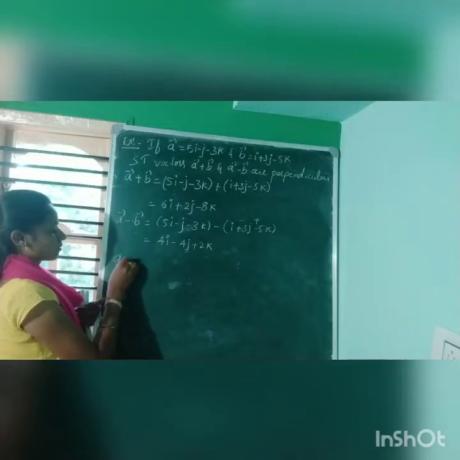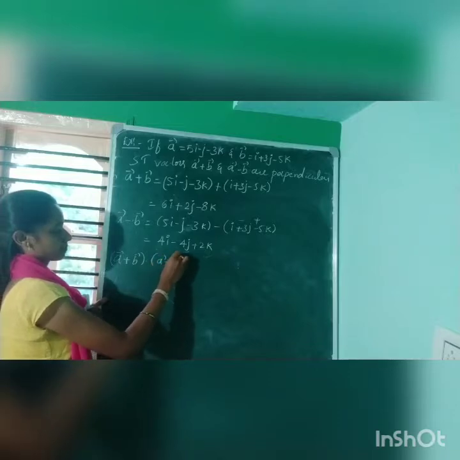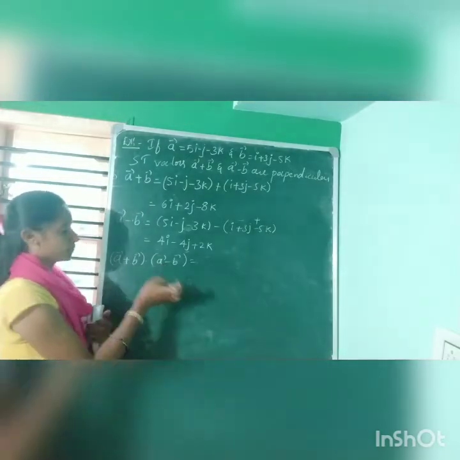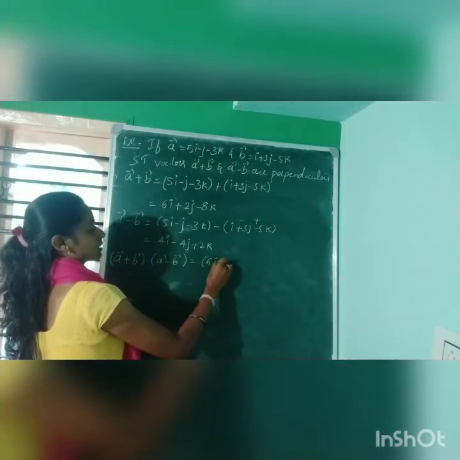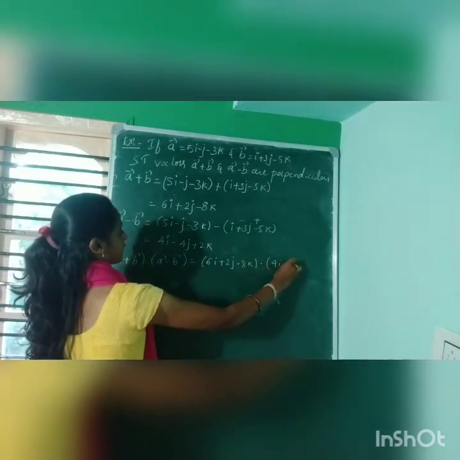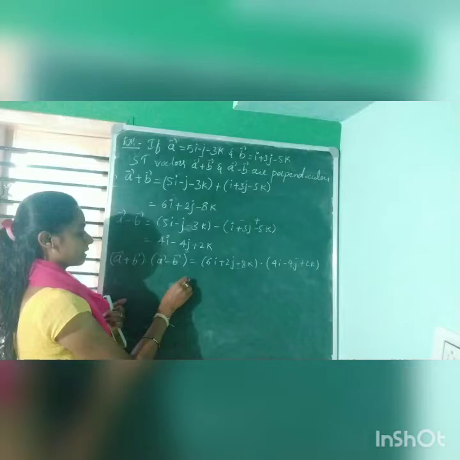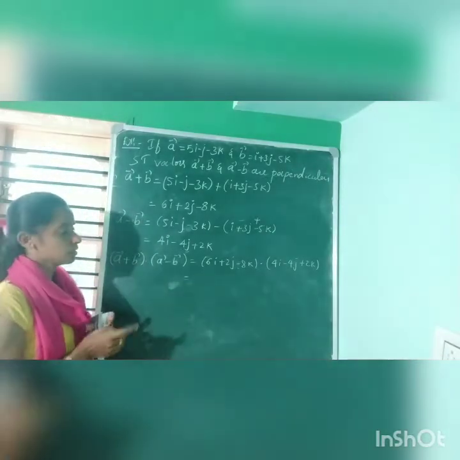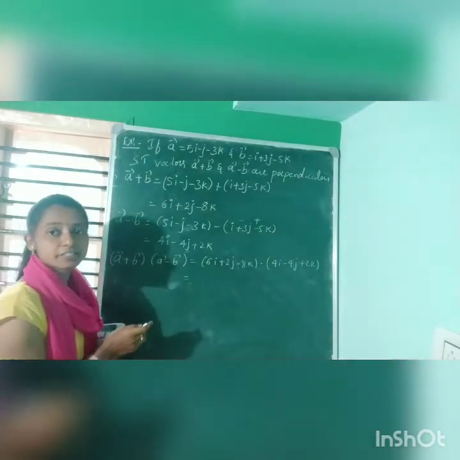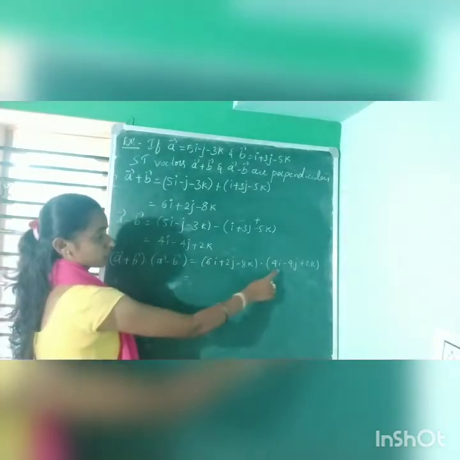Now you just do a dot product of A plus B and A minus B, and this should be 0. Then only you can say that these two are perpendicular. Now A plus B is 6i plus 2j minus 8k dot 4i minus 4j plus 2k. Clear? You just multiply only the ijk components. So i with i, j with j and k with k. Now i dot i is 1, j dot j is 1, k dot k is 1. So you just multiply only the coefficients. 6 into 4 is 24.